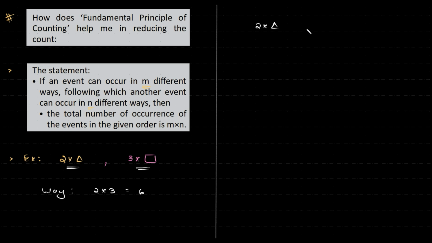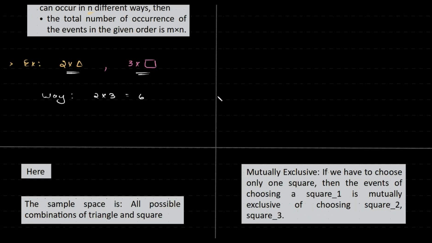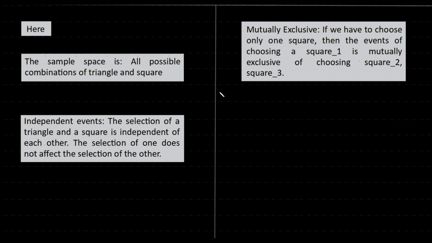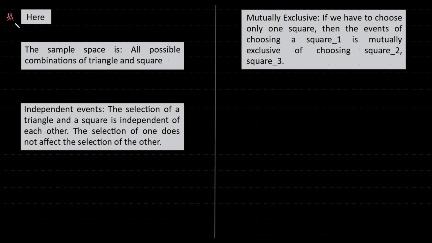Similarly, we have 2 triangles and 4 rectangles. The total possible ways were 2 into 4. So we saw that we had 8 different ways, right? I think I have a few more things to add to this particular discussion.